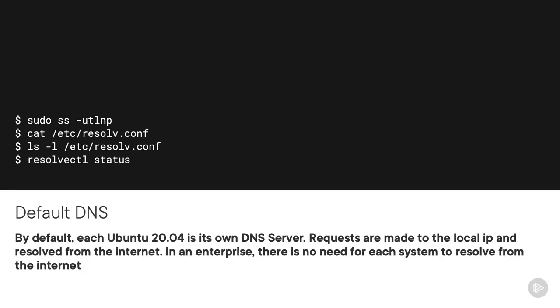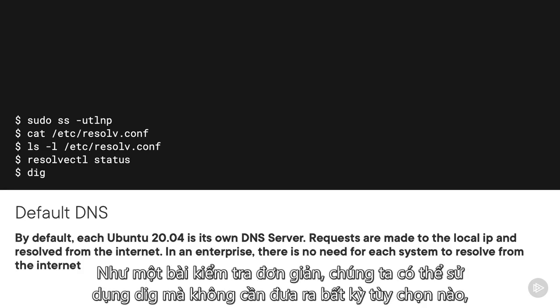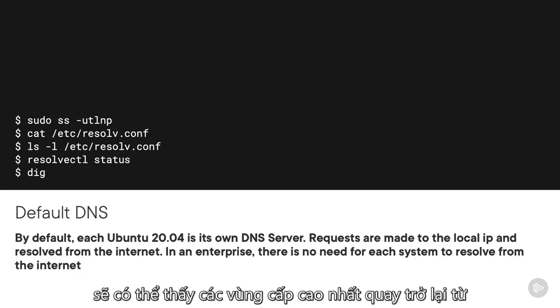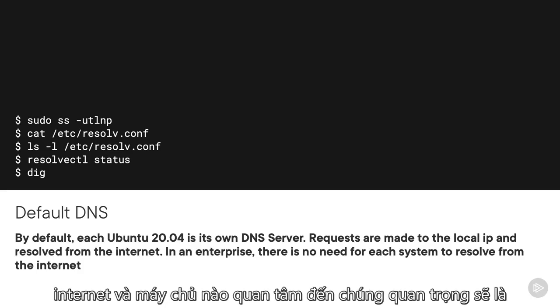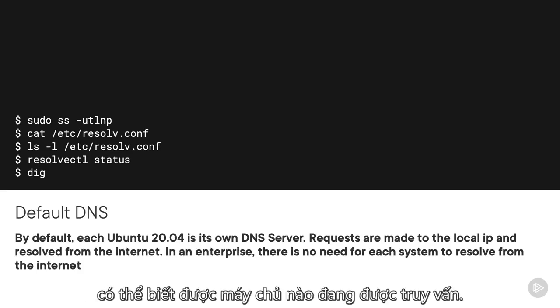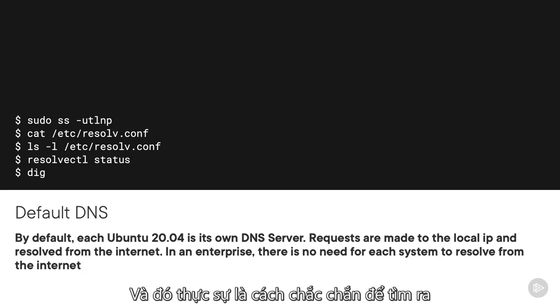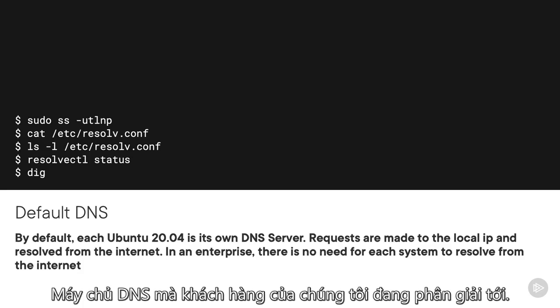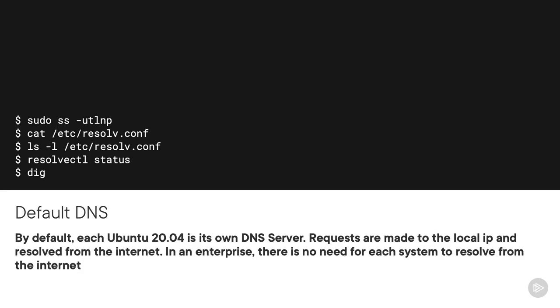As a simple test, we can use Dig. Even without putting any options, we'll be able to see the top level zones coming back from the internet and which servers look after them. Importantly, we'll be able to see, though, which server was queried. And that really is the definitive way of finding out which DNS server our client is resolving to.